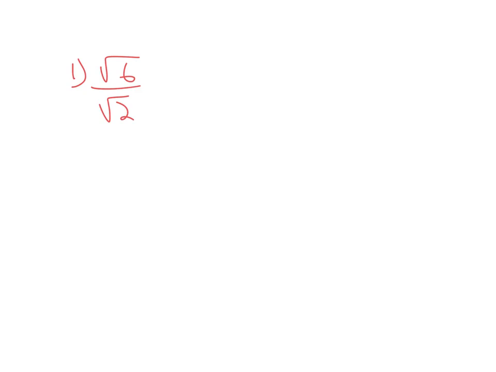Okay, so for root 6 over root 2, we can write this as root 6 over 2, or you can think about it that way. Root 6 over root 2 is going to be root 3.